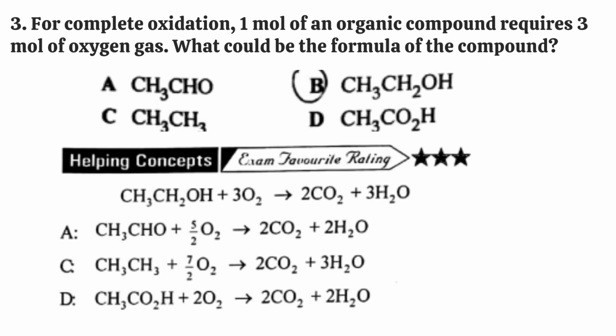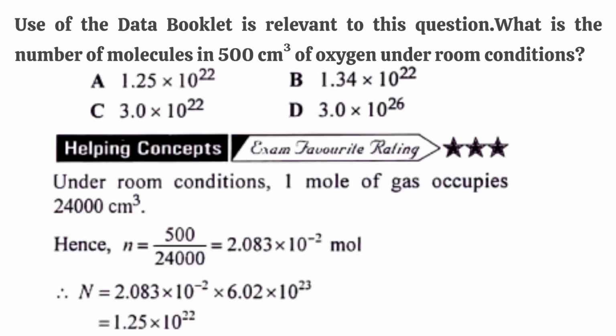So based on these equations, the only compound that requires exactly 3 moles of oxygen for complete oxidation is option B, which is ethanol. When ethanol undergoes combustion, it reacts with 3 moles of oxygen to produce carbon dioxide and water in a 2:3 ratio. This makes sense because ethanol is a 2-carbon alcohol and its oxidation products are 2 carbon dioxide molecules and 3 water molecules. So our correct answer is ethanol.